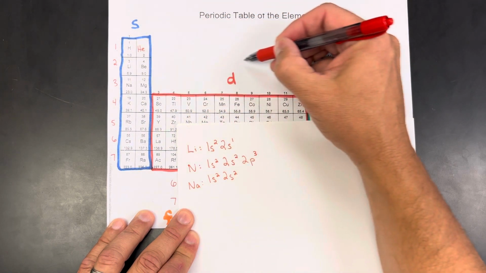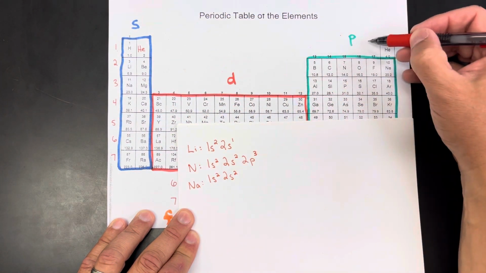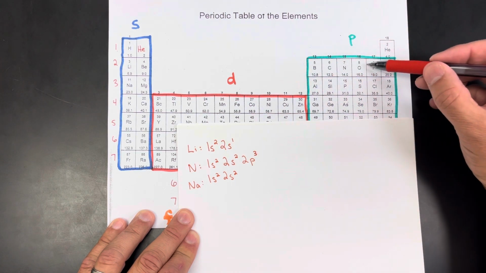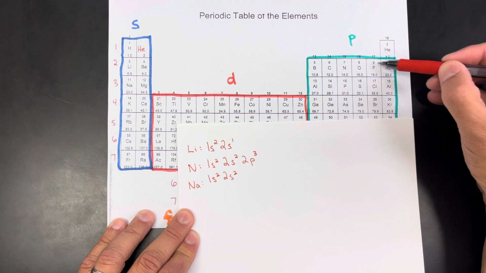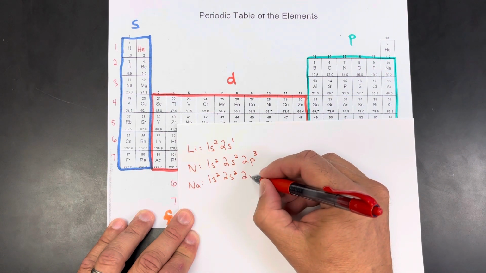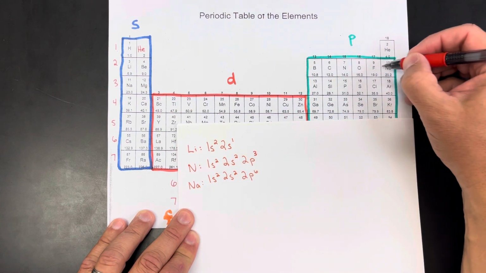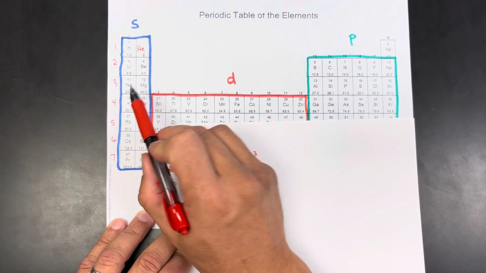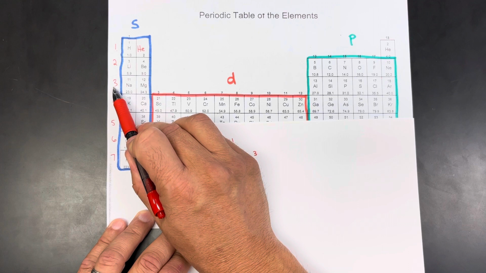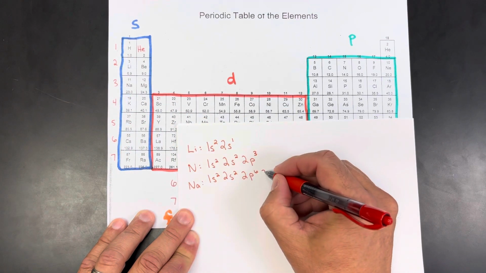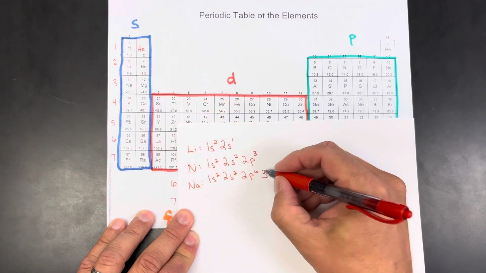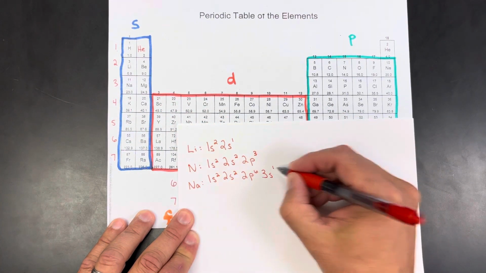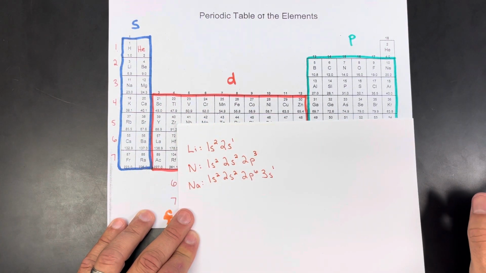and you keep going along, second row, p block, and we're going to go through all of it. So it's going to be 2p, 1, 2, 3, 4, 5, 6. It's going to be 2p6 to get all the way through. Now remember, we're going to sodium, so we're going to stop right here, which is in the third row. So we're going to write down 3. It's in the s block, so we're going to write down s, but we're going to stop right here, so it's just going to be 3s1.